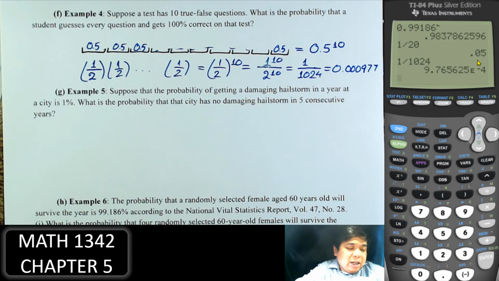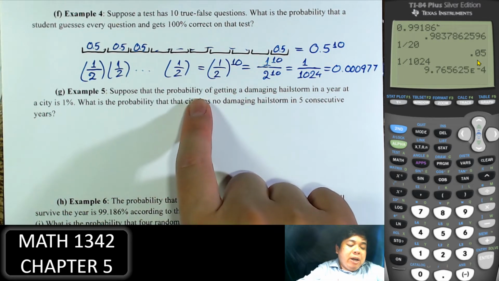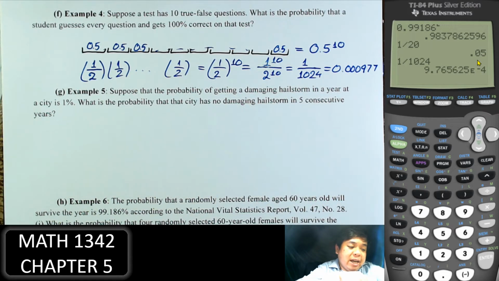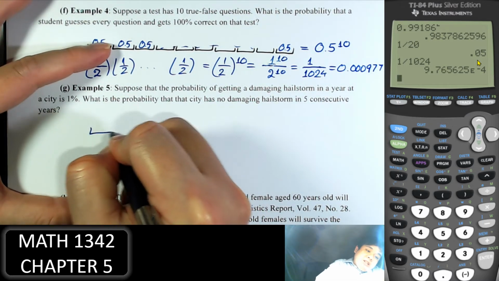Right, next, suppose that the probability of getting a damaging hailstorm in a year in the city is 1%. What is the probability that the city has no damaging hailstorm in 5 consecutive years? Right, so we have 5 years, 5 slots.